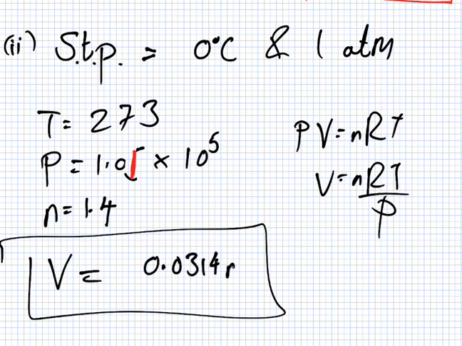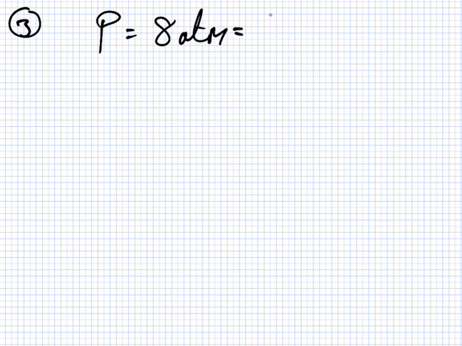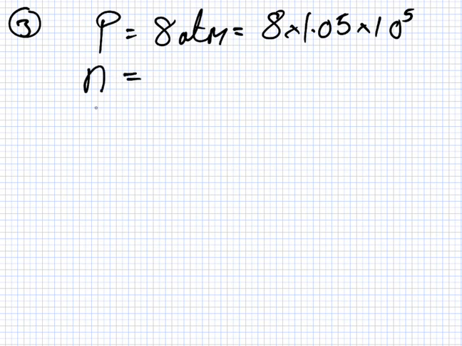Okay, thank you. Alright, so that's number 2 taken care of, so let's have a look at number 3. So the pressure is 8 times the atmosphere pressure, which would be 8 times 1.05 times 10 to the 5. The number of moles, we don't know. The volume we do know. And the temperature is 19 Celsius. So that is 292 Kelvin.